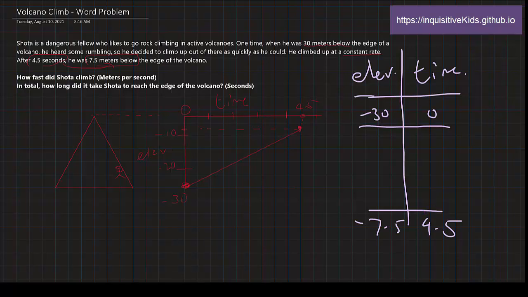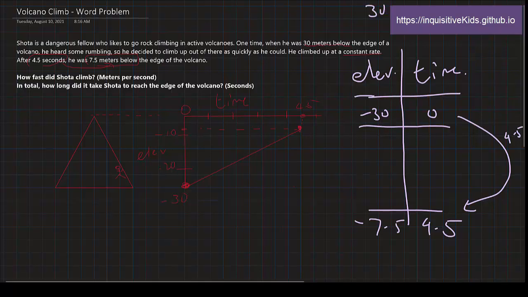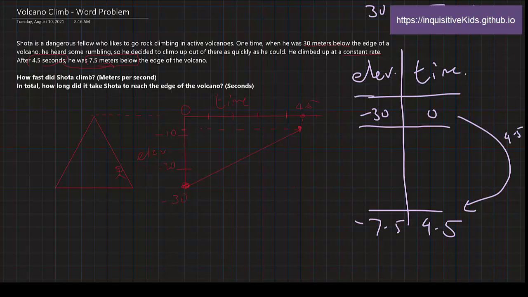Over here, we added 4.5. How much should we add from negative 30 to negative 7.5? It would be the same as 30 minus 7.5, which is 22.5. So over here is going to be 22.5. Now since the elevation is the y and the time is the x, we could do delta y over delta x, which is going to be the rate.